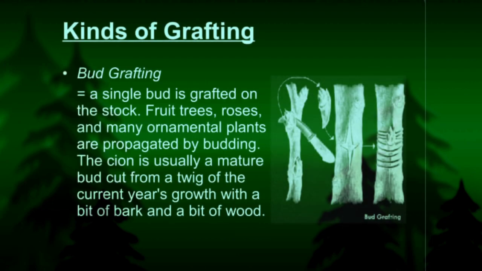Kinds of grafting. Bud grafting. A single bud is grafted on the stock. Fruit trees, roses, and many ornamental plants are propagated by budding. The bud is usually a mature bud cut from a twig of the current year's growth with a bit of bark and a bit of wood.